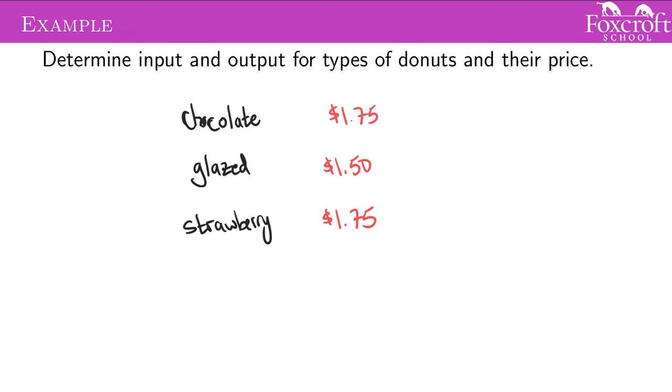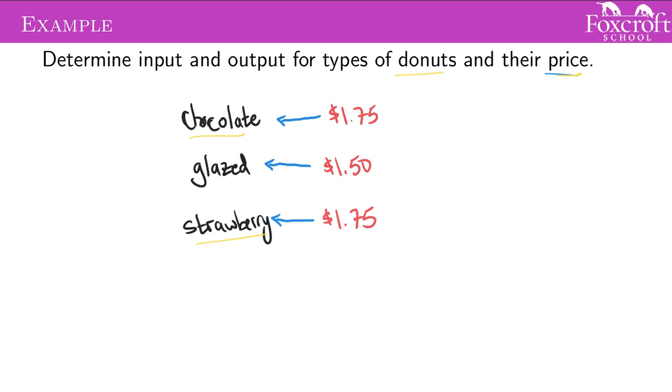All right, so first let's start with if price was the input. If I put in 175, that would be related to chocolate, 150 would be related to glazed, and 175 would be related to strawberry. Then I have to ask myself, would this actually be a function? Well, if I put in 150, I'll only get glazed. But if I put in a price of 175, there are two different donuts that could give me that price. So it would not be a function if I made price the input and type the output.